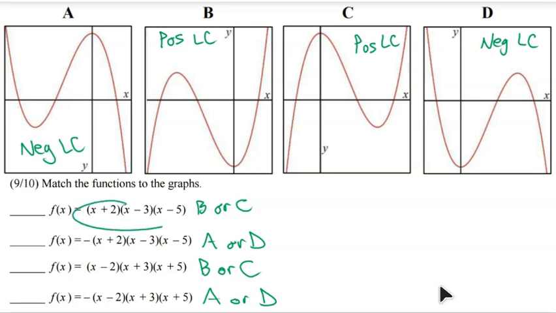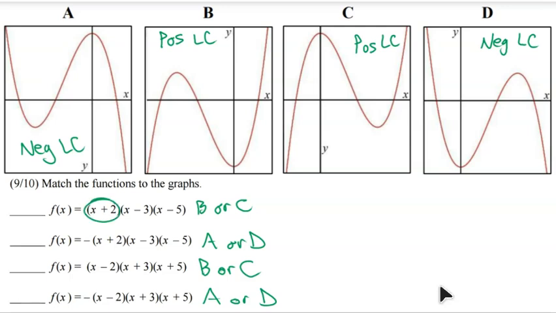And when we look at the graphs here, in fact, we can look at this one. Let's look at B, okay? We know that this one could be B, and we know that this one could be B. But notice, this one says x plus 2, and this one says x minus 2. This one says x minus 3 and x minus 5. This one says x plus 3 and x plus 5. Well, those are the indicators about whether we're going to select B or C, okay?